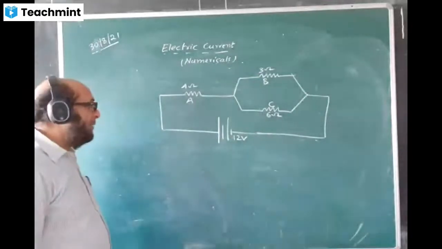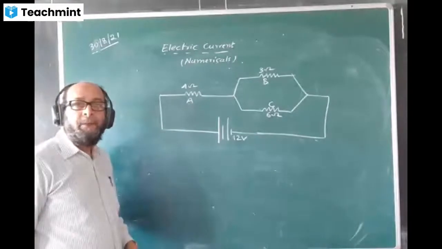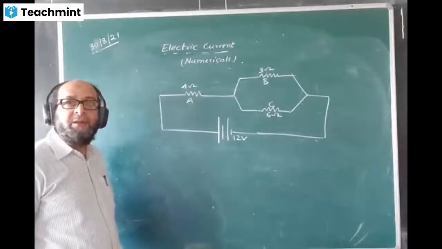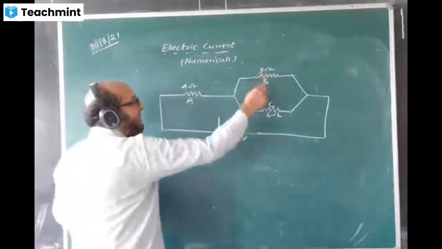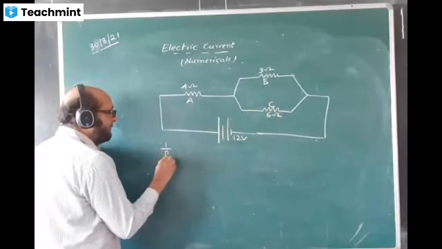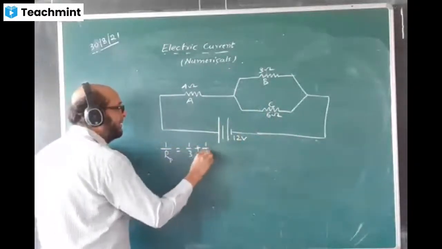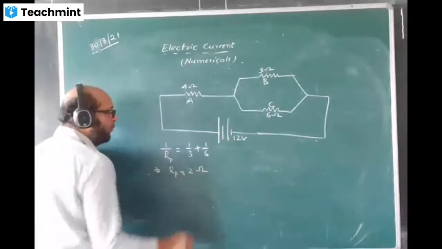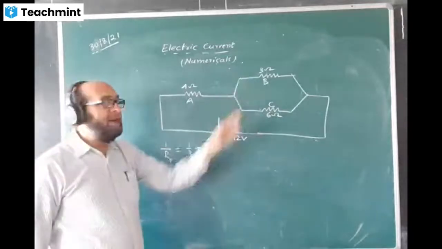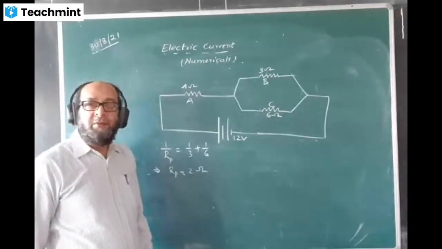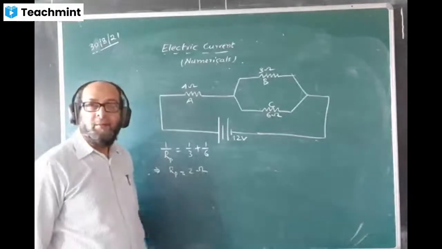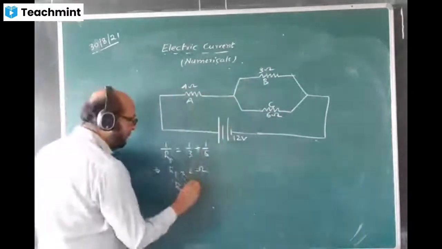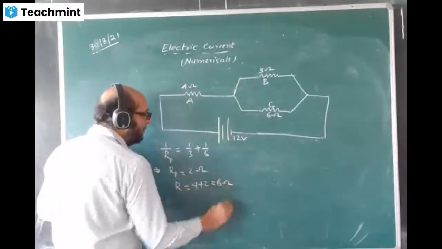Let us find. First you have to find the total resistance. Very good. Tell me what is your total resistance. How will you do it? First you find the parallel value, they are in parallel. 1 by R equals 1 by 3 plus 1 by 6. What is the answer? 2. When two resistors of 3 and 6 ohm are in parallel, the total resistance will come 2 ohm. Therefore, capital R is coming how much? 4 plus 2. What is the answer? 6 ohm.